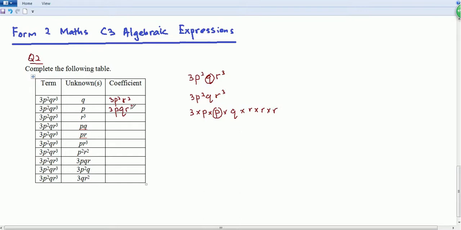Okay. Actually, you don't have to do so. If you can be fast, you can be faster. You can do it this way. So when we talk about p, it's only p to the power 1. So you just cancel 1. You can just cancel it. The 2 become 1. Then you will have 3p q r cubed.